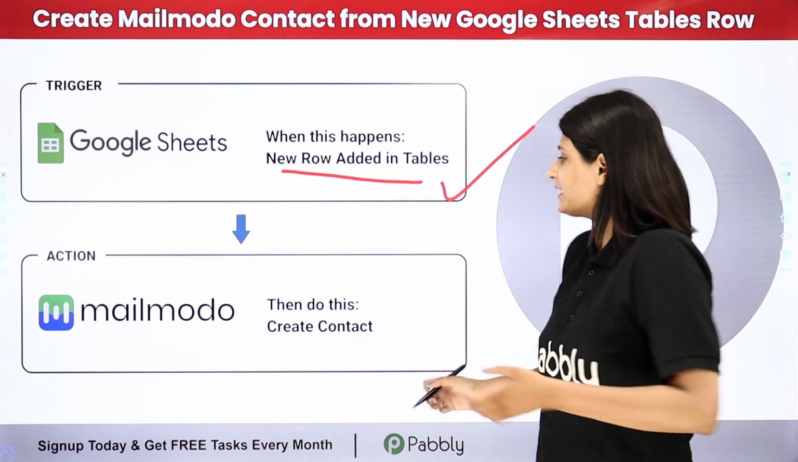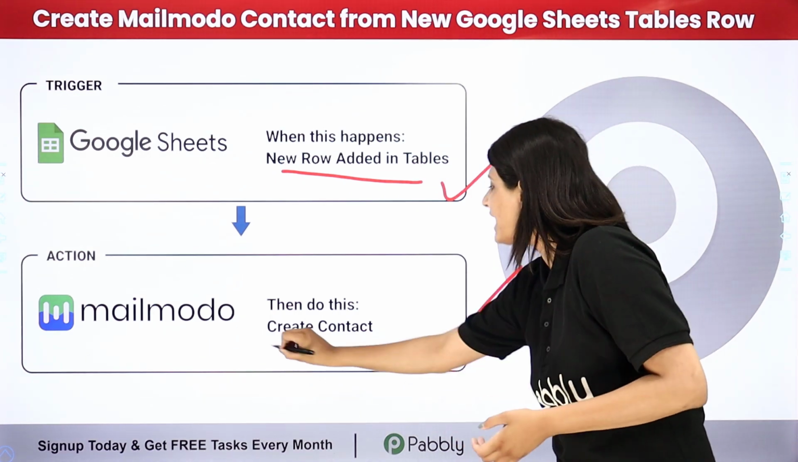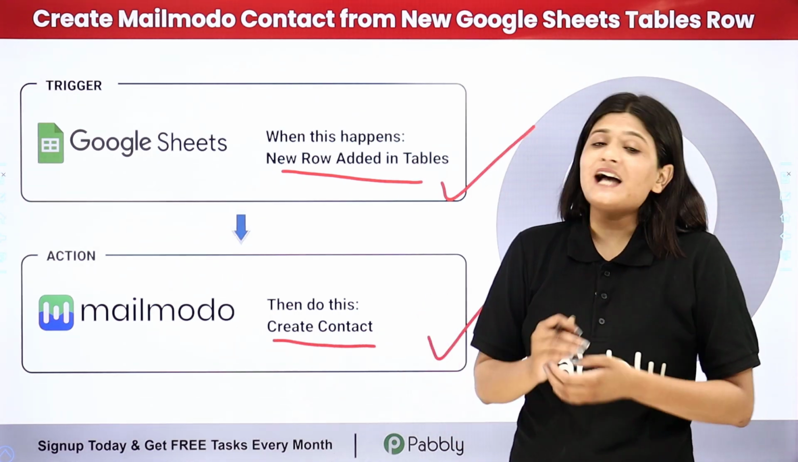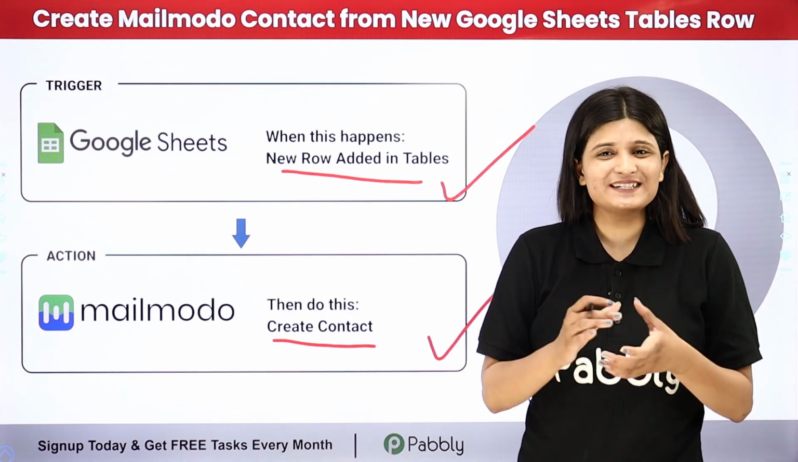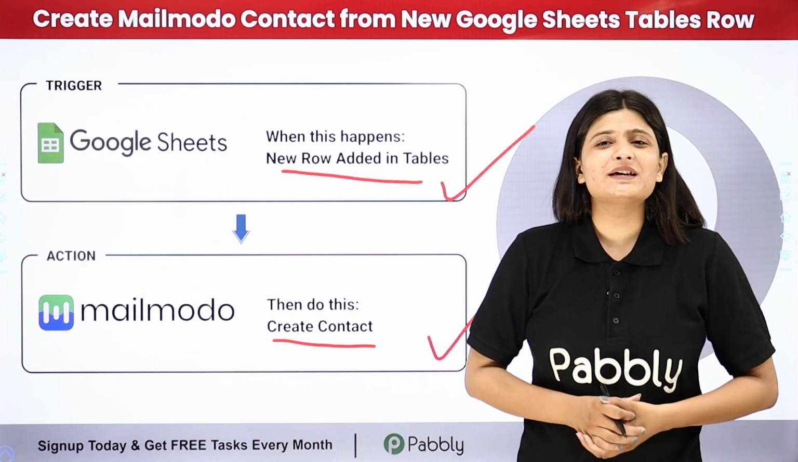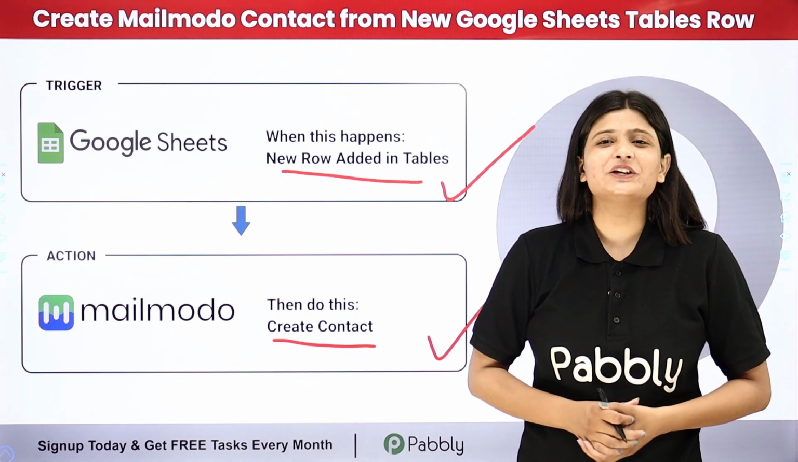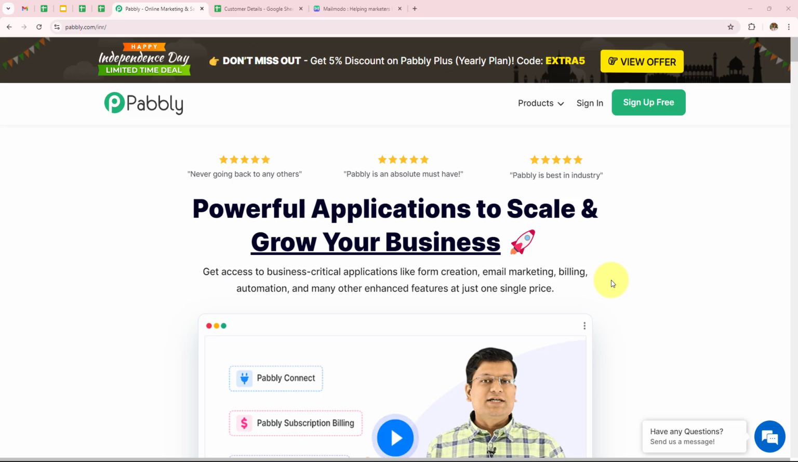And in my action application, I will take Mailmodo where the contact will be created automatically as soon as the new row is added in Google Sheets tables. If you want to learn this amazing automation step by step, let me take you all to my screen. In this video, we are going to learn how to create Mailmodo contact from new Google Sheets tables row. For this, we are going to create automation between Google Sheets and Mailmodo with the help of Pabbly Connect.